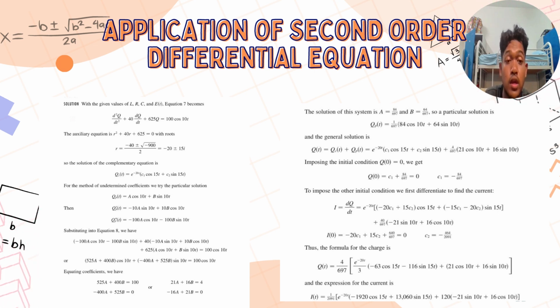And the expression for the current is I equals 1 over 2091 times e to the power negative 20t times (negative 1922 cos 15t plus 13,060 sin 15t) plus 120 times (negative 21 sin 10t plus 16 cos 10t).